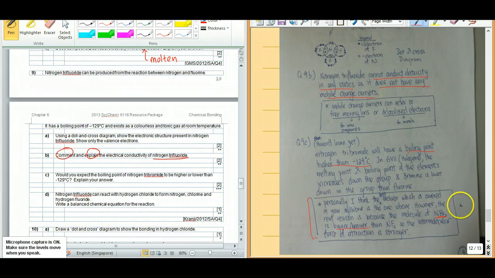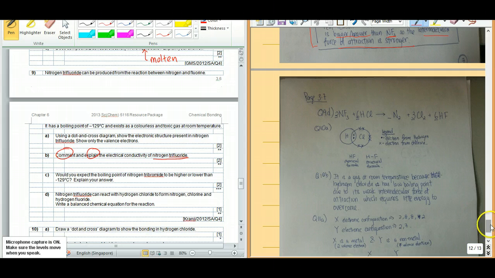So the intermolecular force of attraction is stronger. Now, you will cover this when you go on to poly or JC. So don't worry so much about this. Just take note of this: the bigger or the heavier the molecule is, the stronger the intermolecular force of attraction for covalent compounds.